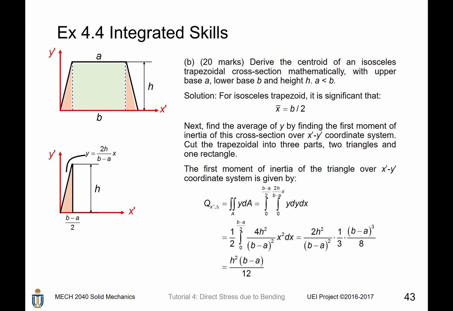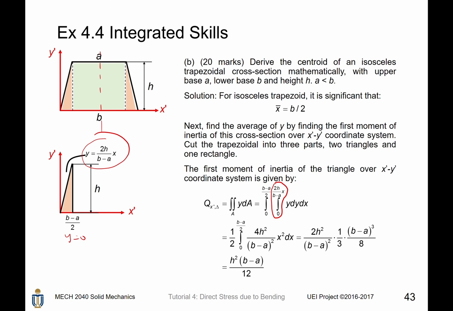Firstly, for an isosceles trapezoid, it is significant that the average value of x is lying in the middle. For the average of y, we need to first construct the x prime and y prime coordinate systems such that we can find the first moment of inertia of this cross-section. First of all, let's find the moment of inertia of this triangular shape. For this triangle, dA is the region bounded by the line y equals 0 as well as y equals 2h divided by (b minus a) times x. So it is notated like this.